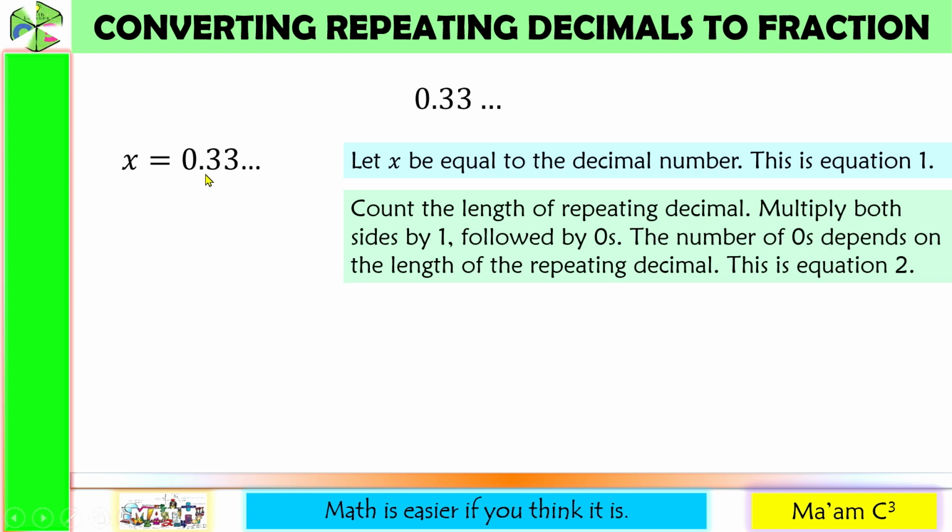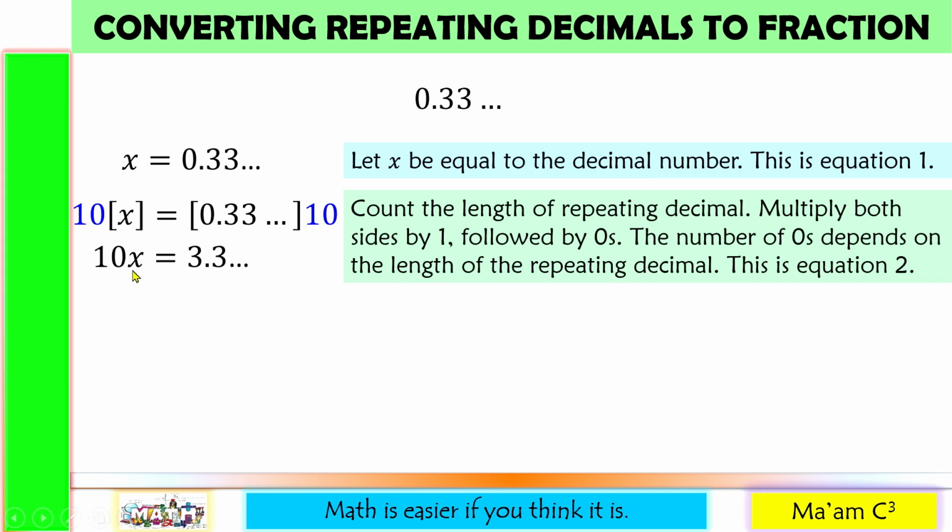Multiply both sides by 1 followed by zeros. The number of zeros depends on the length of the repeating decimal. So again, the length of our repeating decimal here is just 1. So that means we're going to multiply both sides by 1 followed by 1 zero. So that is 10. So 10 times x is 10x. And then 0.33333 times 10 will be equal to 3.33333. This is now our equation 2.